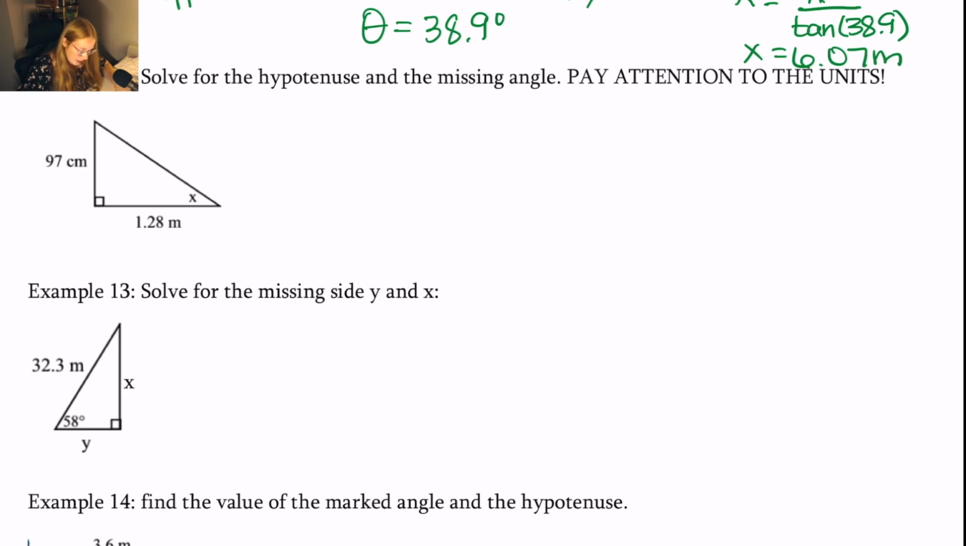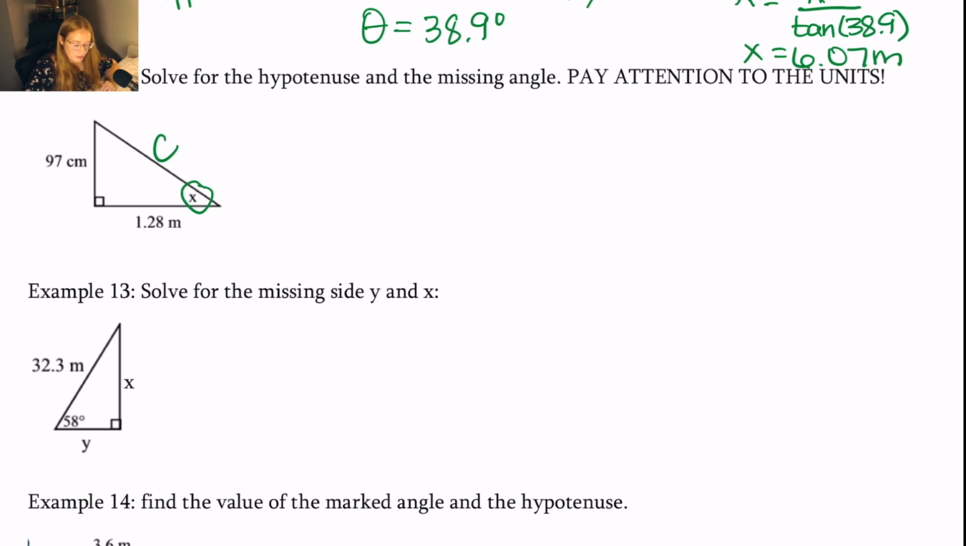Next example, solve for the hypotenuse and the missing angle. Okay, solve for the hypotenuse and the missing angle. Pay attention to the units. So let's look at the units real quick. Okay, 97 centimeters, 1.28 meters. Those don't match. We can't continue until we have uniform units, right? We need everything to be the same.